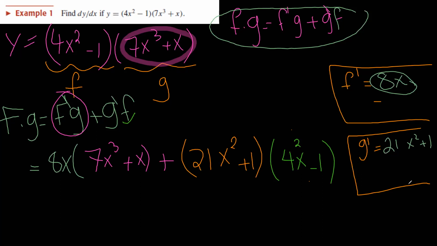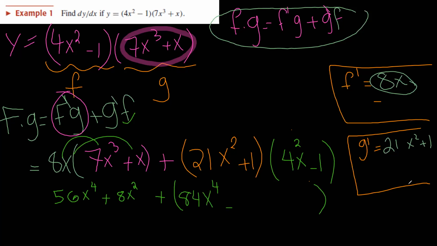Yes, teacher. Then let's simplify, or multiply, you can say. 8 times 7 is 56x to the power 4 plus 8x squared, plus, I just multiply them. Let's multiply now these two functions. 21x squared times 4x squared is 84x to the power 4, minus 21x squared. I just multiply 21x squared with negative 1, plus 4x squared. Now let's multiply 1 with this one, minus 1. Is it clear how to multiply these two binomial functions? Yes, teacher.